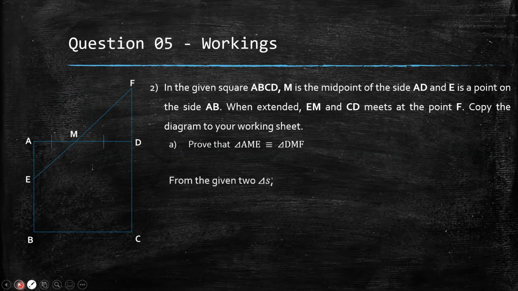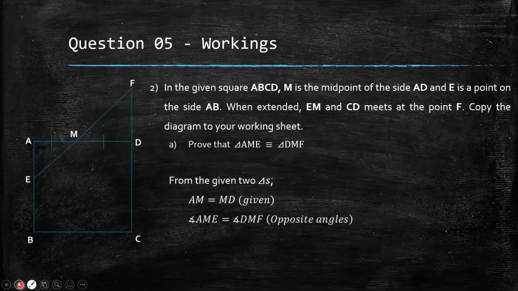Now we know from the given two triangles that AM is equal to MD because it is given. And also we know that the AME angle will be equal to the DMF angle because these are vertically opposite angles. So the opposite angles are always equal. Also we know that the EAD angle, which is equal to 90 degrees, is also equal to the FDM angle. Here the EAD angle is equal to 90 because it's a corner of a square.